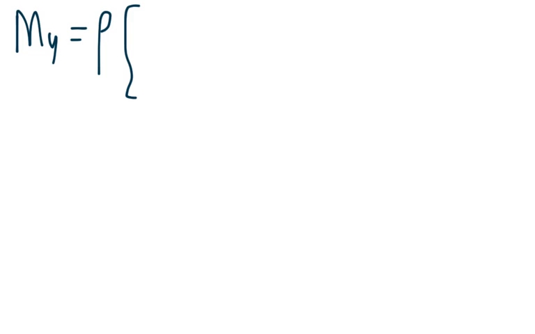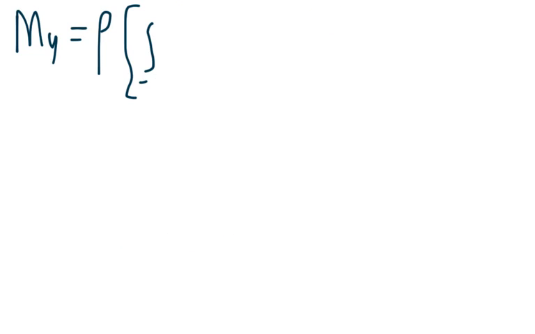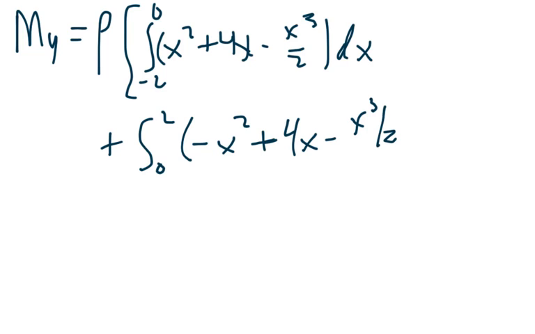Now let's integrate this term by term. Well, I'm going to multiply through by the x. So we're going to have the integral from minus 2 to 0 of x squared plus 4x minus x cubed over 2 dx, plus the integral 0 to 2 of minus x squared plus 4x minus x cubed over 2 dx, is equal to rho.